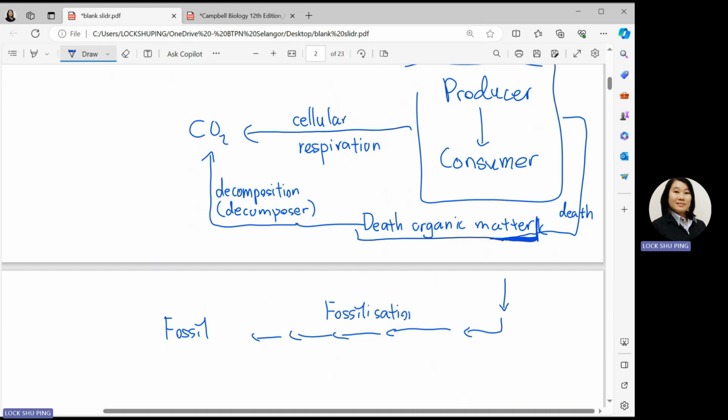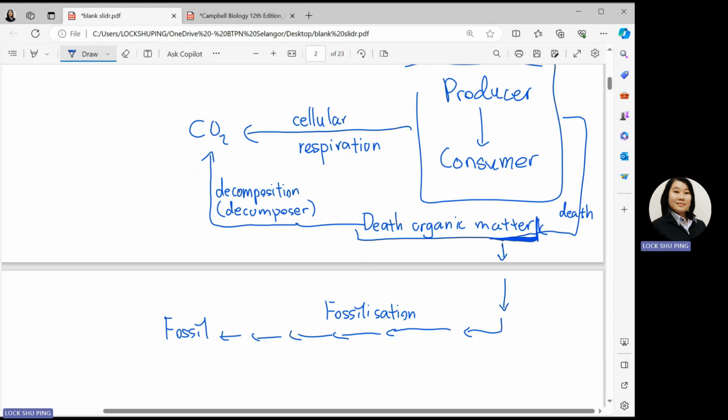fossilization. But most of the time, the dead organic matter will be broken down by the decomposer. Only in a very small number of cases can fossilization take place, forming fossils from the dead organic matter. Those which are buried very deep into the earth, maybe due to the high pressure, can form the fossil.